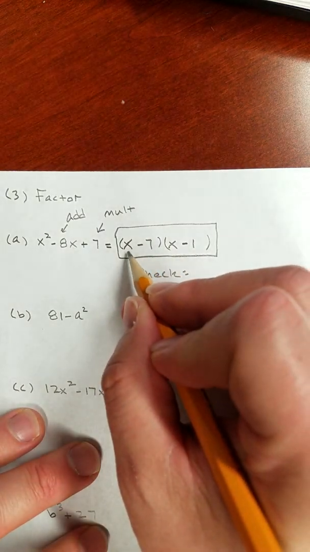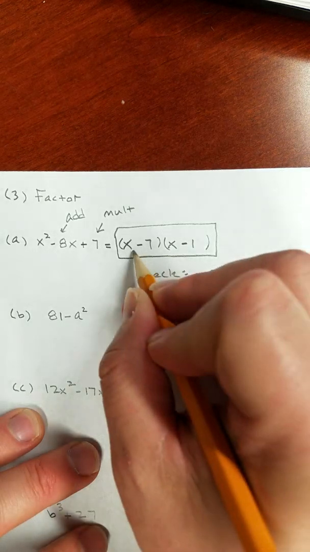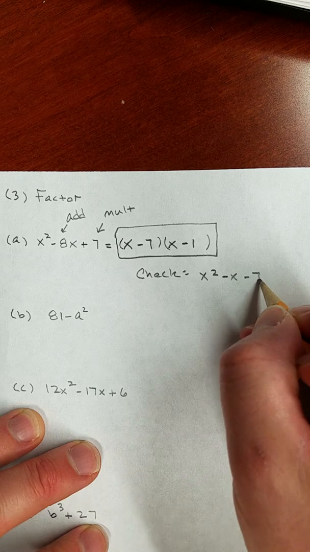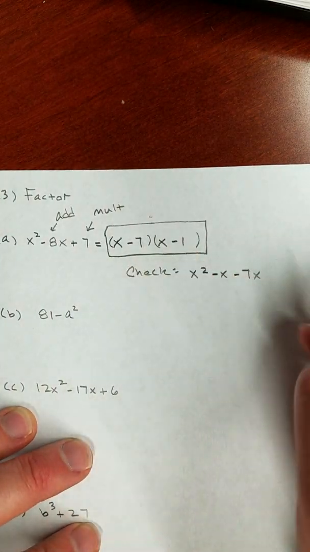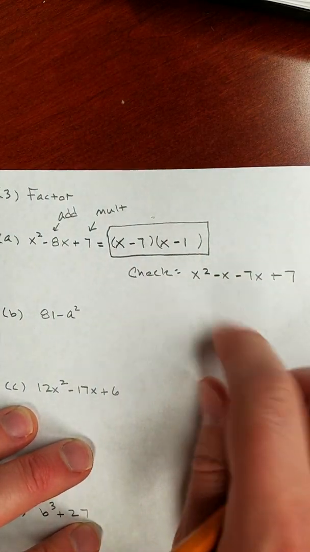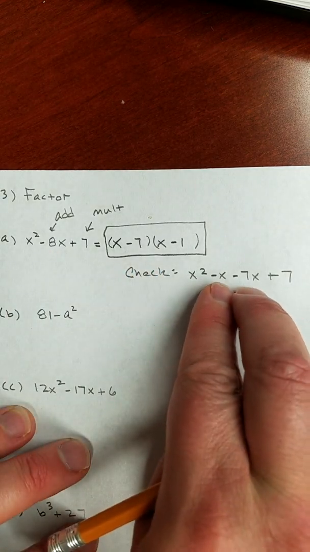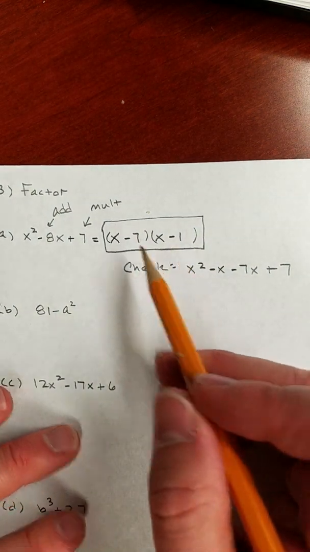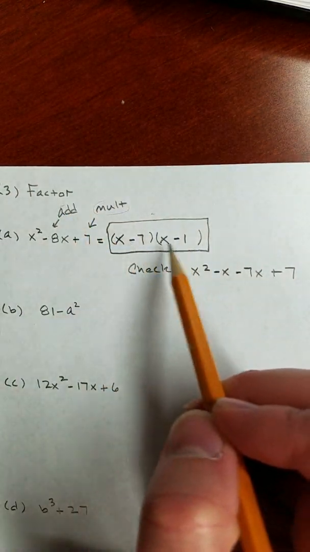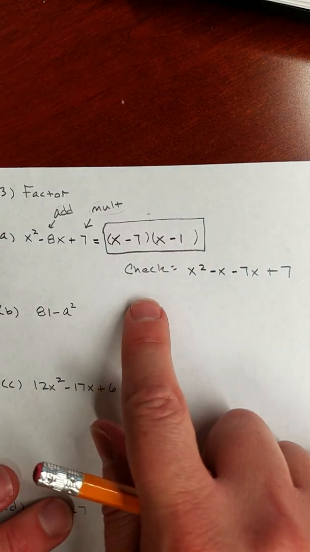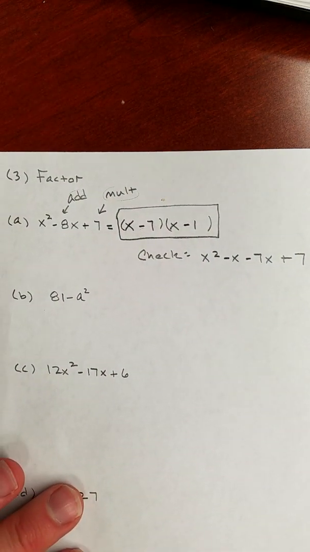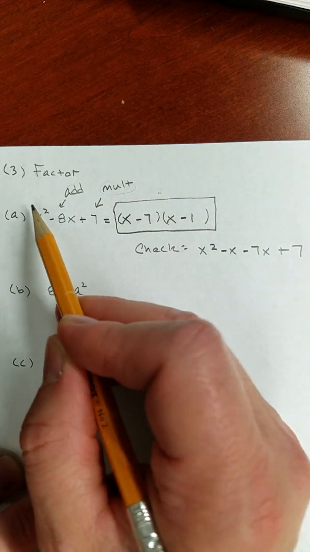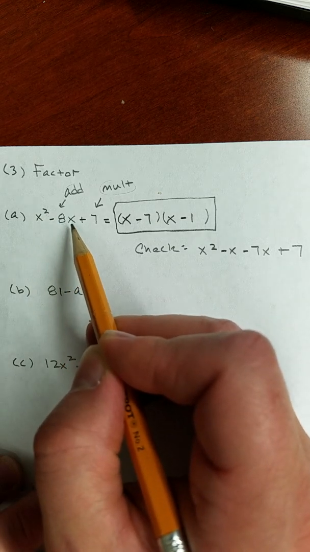Let's see. X times x, x squared. X times negative 1, negative x. Negative 7 times x, negative 7x. Negative 7 times negative 1, positive 7. Is that going to do it? I got an x squared, in the middle there is negative 8x, and there's a 7. If you didn't know this trick, you could have figured that out by trial and error and checked it until you got it right. So that's how we do one like this, like a trinomial, if it's 1x squared, a number x, and a number.